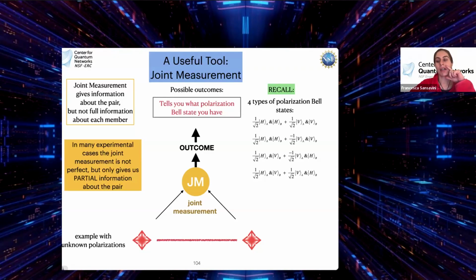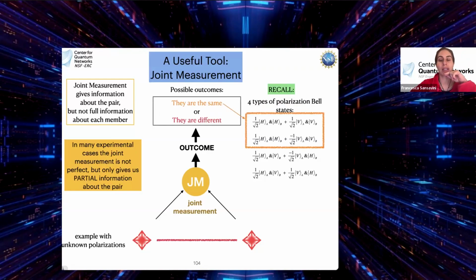Now, in many cases, the joint measurement tool is not perfect, but we can retrieve partial information about the pair. So instead of knowing exactly which polarization Bell state we have, we can typically know if the polarizations are the same or if they are different. If they are the same, we will have the state HH plus minus VV. So the polarizations of Alice and Bob in the combined state are the same: HH in a superposition with Alice having V and Bob having V. Or if they are different, for example, we have HV plus minus VH.